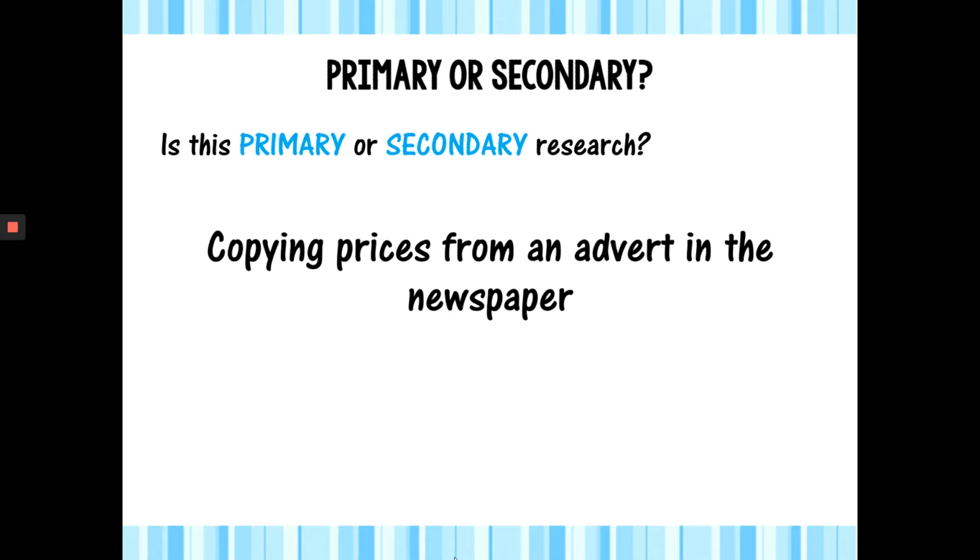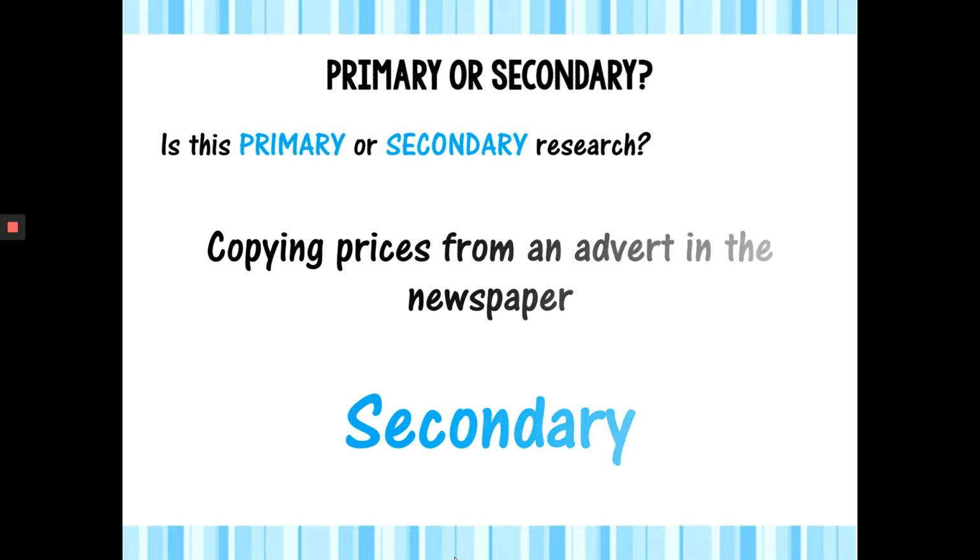Copying prices from an advert in the newspaper. Pause the video, write down if you think it's primary or secondary, and then restart the video. Okay, back again. So hopefully you've got secondary. If you are looking at something that is already there, whether it's in a newspaper, whether it's online, it is secondary because someone else has already done all the hard work in collecting that information.